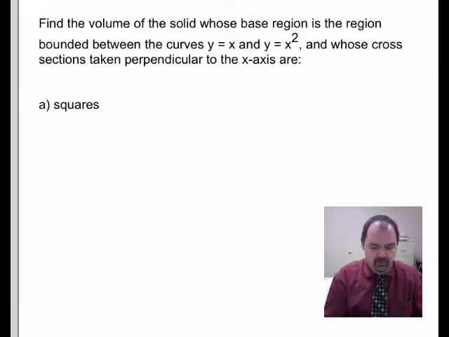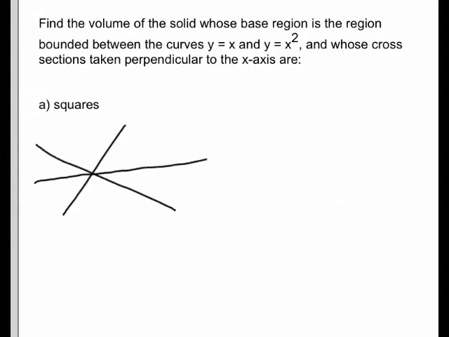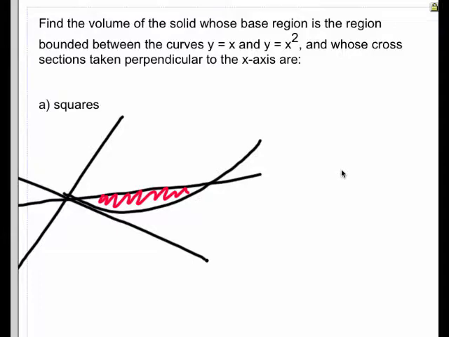Okay, another example. Find the volume whose base region is the region bounded by these two curves, y equals x squared. So the region bounded is like so. And we want to take cross-sections perpendicular to the x-axis. Here's our individual slices. And we want an individual cross-section to be a square. Cross-sections can be whatever we want. They're going to make it a different solid depending on what they are, but this time we want them to be squares.